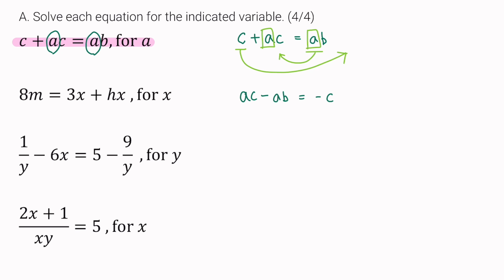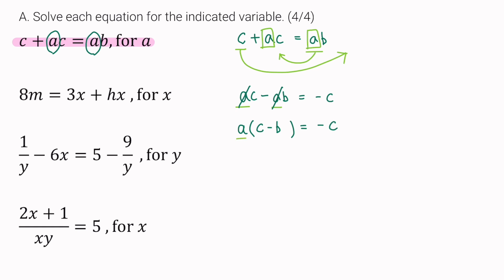All right, so from this, I am going to factor out the variable of A and put the rest of the alphabet in my parentheses. So if I get rid of A, I am left with C and minus B. And that's equal to negative C.